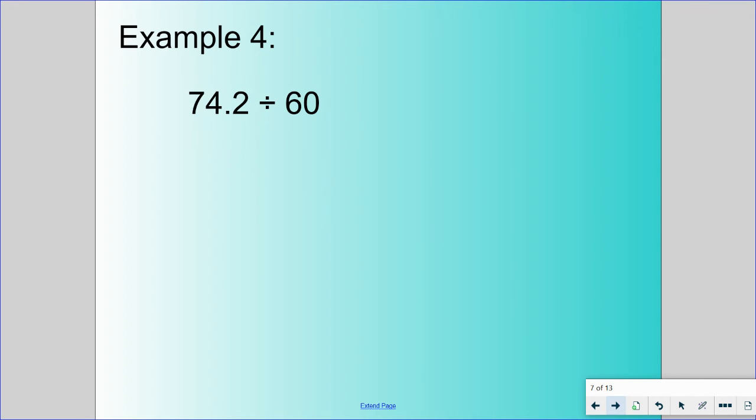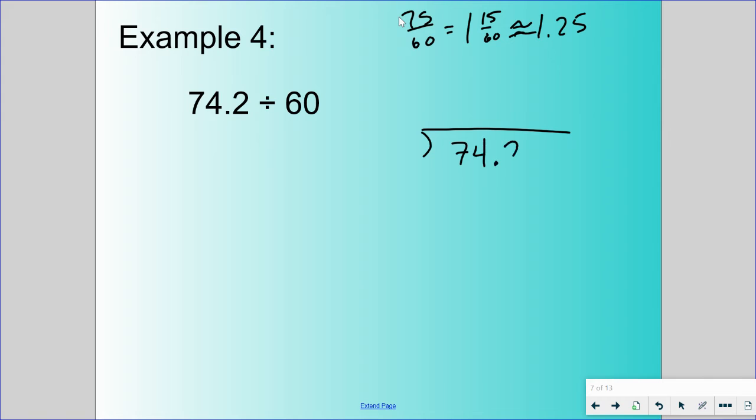Apparently I skipped example 3, huh? Example 4, we got 74 and 6/10 divided by 60. Now think about this. 74 is pretty close to 75, which is 1 and 15/60. The point is, it's going to be about 1 1/4. A good estimate. Let's find out.